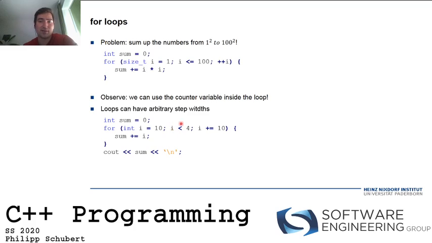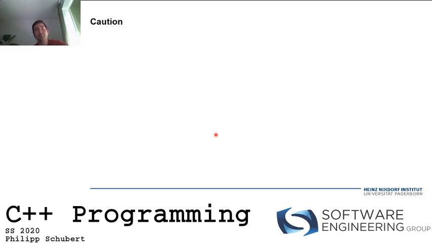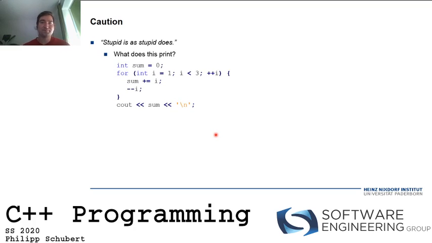You can initialize to arbitrary numbers. You can, of course, also have arbitrary conditions here. And the expression at the very end can also have arbitrary step widths. So there's no need to increment. You can also add 10 to the loop counter I. But be careful. If you use loops, stupid is as stupid does.